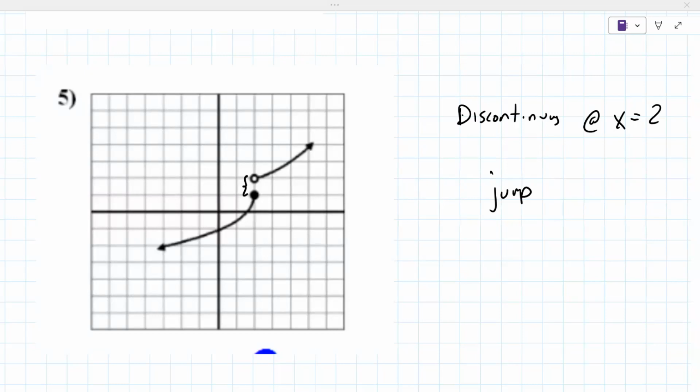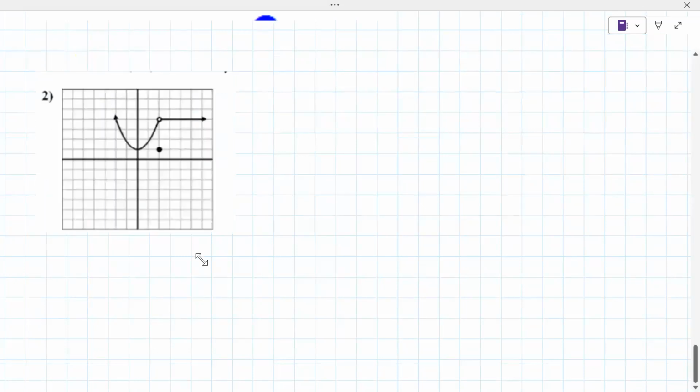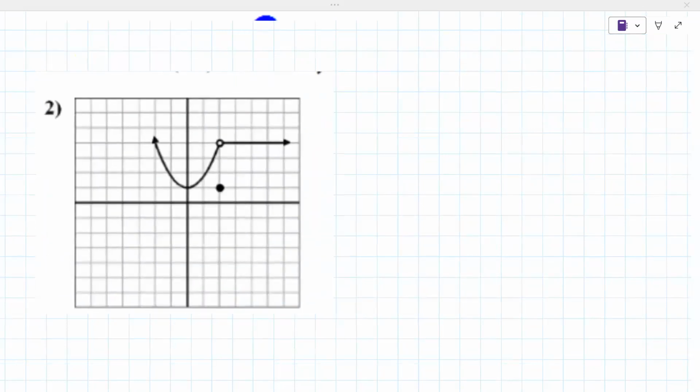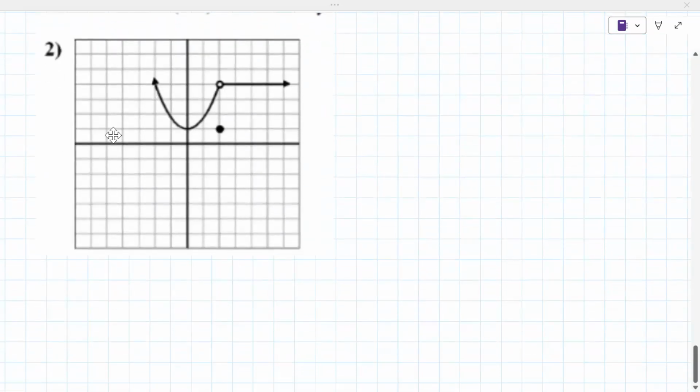All right, here's another one for you to look at. This worksheet has the same ones. So, continuous or not? No. Discontinuous at x equals 2. What kind of discontinuity is that there? It's not the jump. What is the third one again?